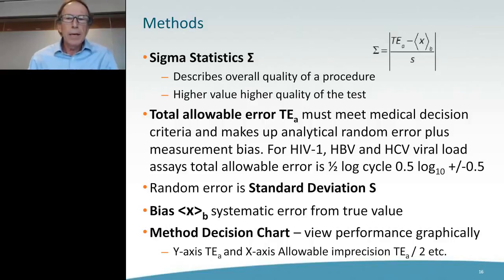Then you take the data and you plot it on a method decision chart, and it's a nice, easy graphical representation of the performance of your assay. And you plot on the Y the total allowable error, and on the X the imprecision.